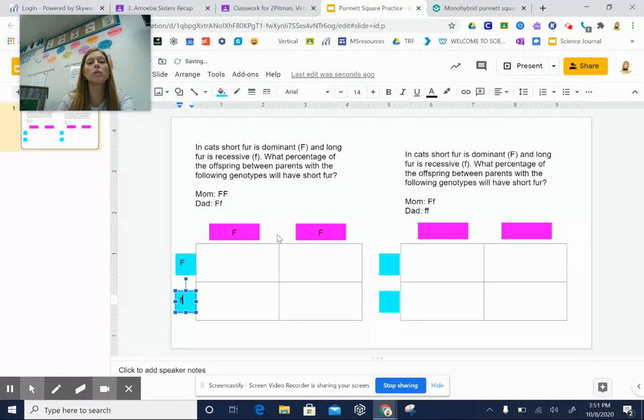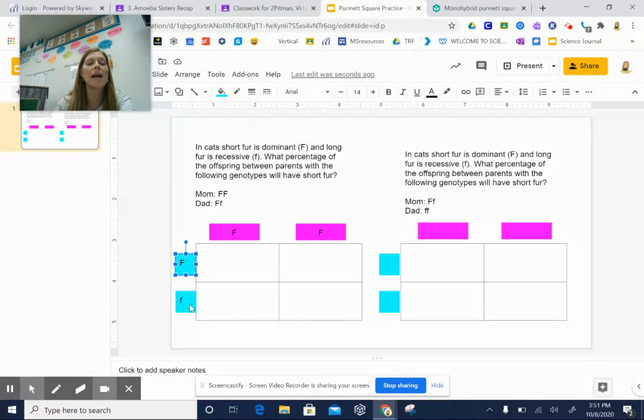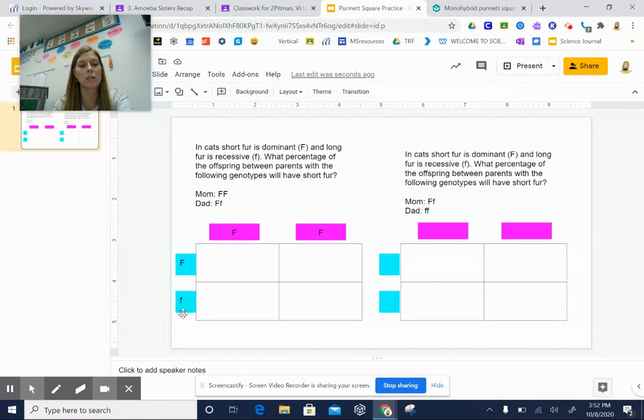Okay, now remember what these represent. Mom has two dominant genes. So she has homozygous dominant genotype. Dad has heterozygous dominant genotype. Remember, mom has two of the same letters, two of the same alleles. So it's homozygous because it's like saying twinsies, right? So they're twinsies, they match, okay? So dad is heterozygous because he has two different alleles there, two different genes.